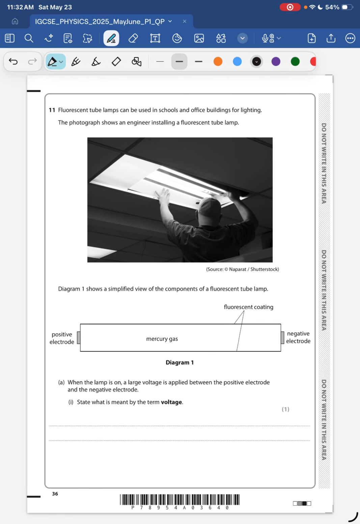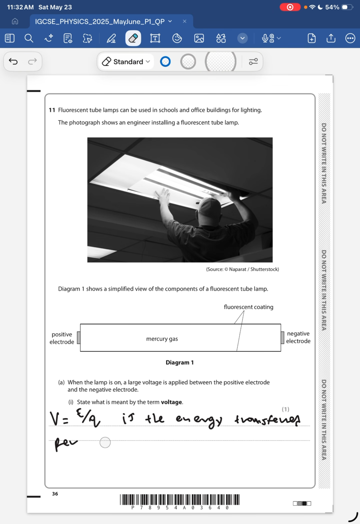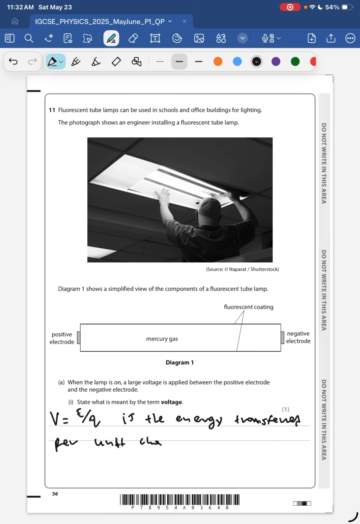State what is meant by the term voltage. So voltage is energy per charge. It is the energy transferred per unit charge that passes through the component.